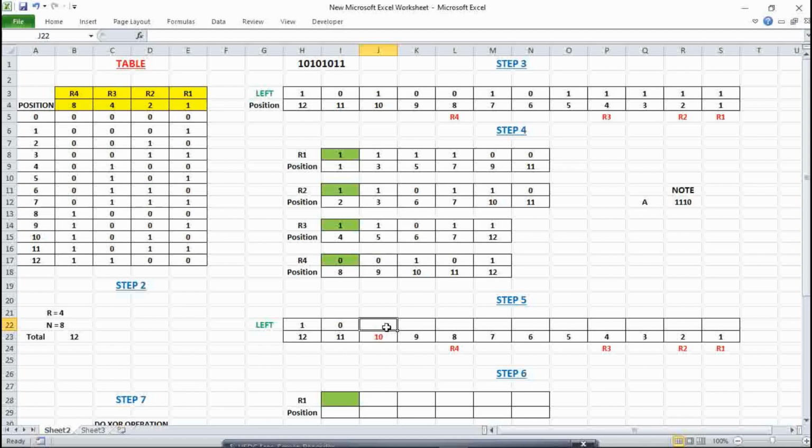So to make it correct, conversely, if 1 is there, we will make it 0. Now look, here the 10th value was 1, but the error was at the 10th bit, so we will change it to 0. Here was 1, now we will make it 0. Now all are similar, so 9 is 0, 8 is 0, 7 is 1, 6 is 0, 5 is 1, 4 is 1, 3 is 1, 2 is 1, and 1 is also.